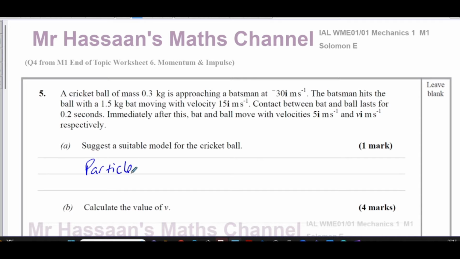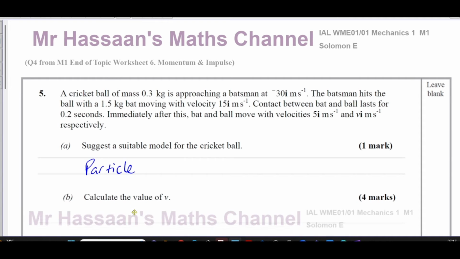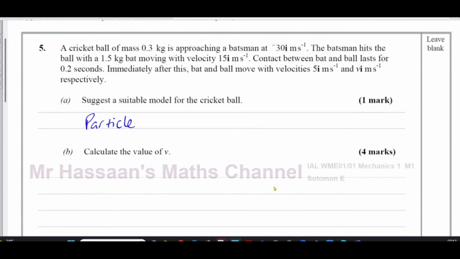We consider it a particle, so small that the weight acts through one point, and there's no effect of air resistance on it. We don't have to mention that. Just suggest a suitable model. Particle is fine. Then it says calculate the value of V.